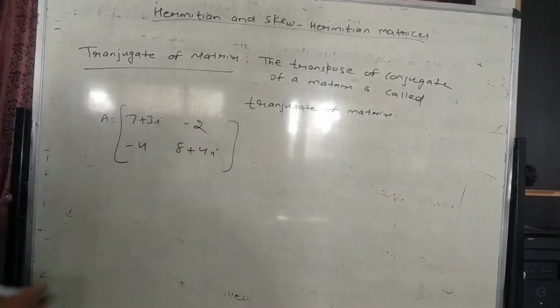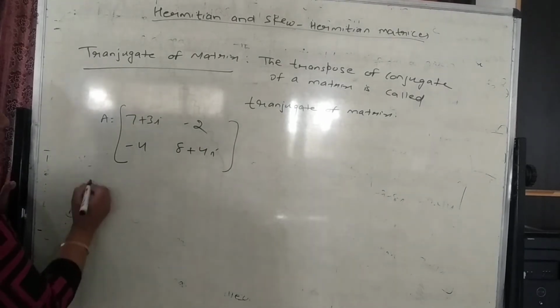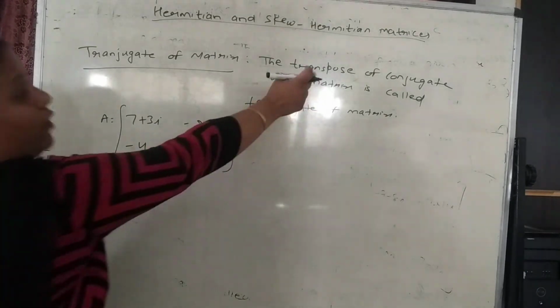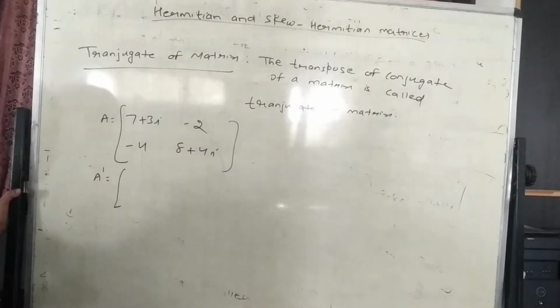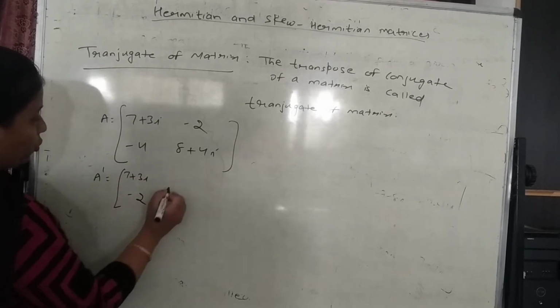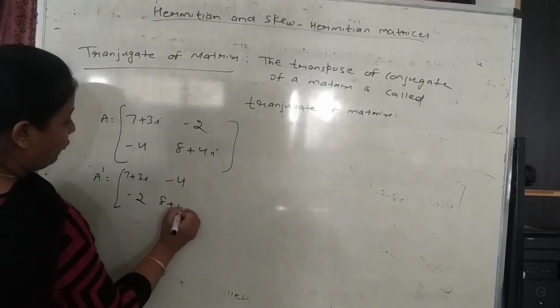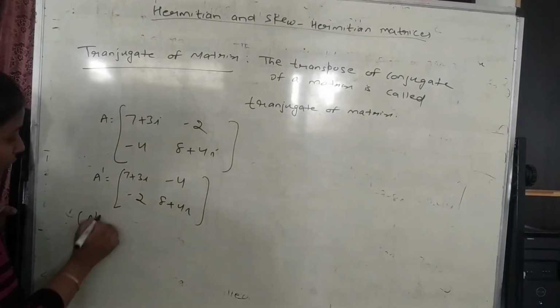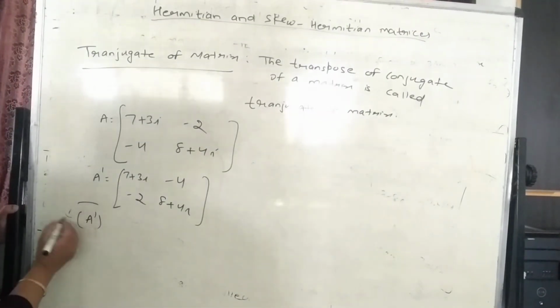Here this is the matrix A of 2 cross 2 order. When I firstly transpose this matrix, you can also firstly take the conjugate and after that transpose. 7 plus 3 iota, minus 2, minus 4, 8 plus 4 iota. Here I have taken the transpose of a matrix. After that we will take the conjugate of that matrix.